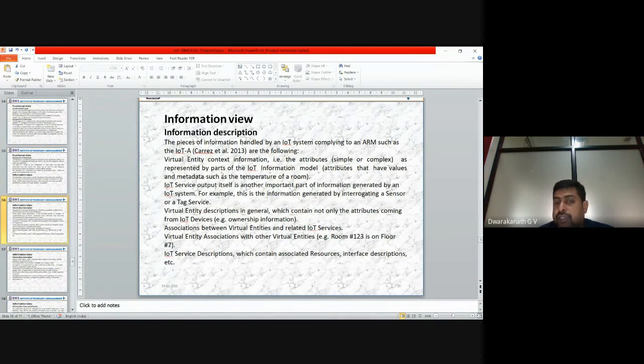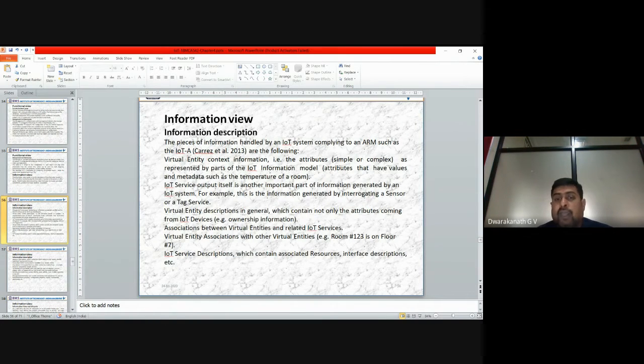Virtual entity descriptions in general contain not only the attributes coming from IoT devices, for example ownership information, which is also important here, but also the user ID, authentication, API keys and so on. Then there is virtual entity association with other virtual entities. For example, room number 123 is on floor number 7. How do we associate both the 7 and 123?